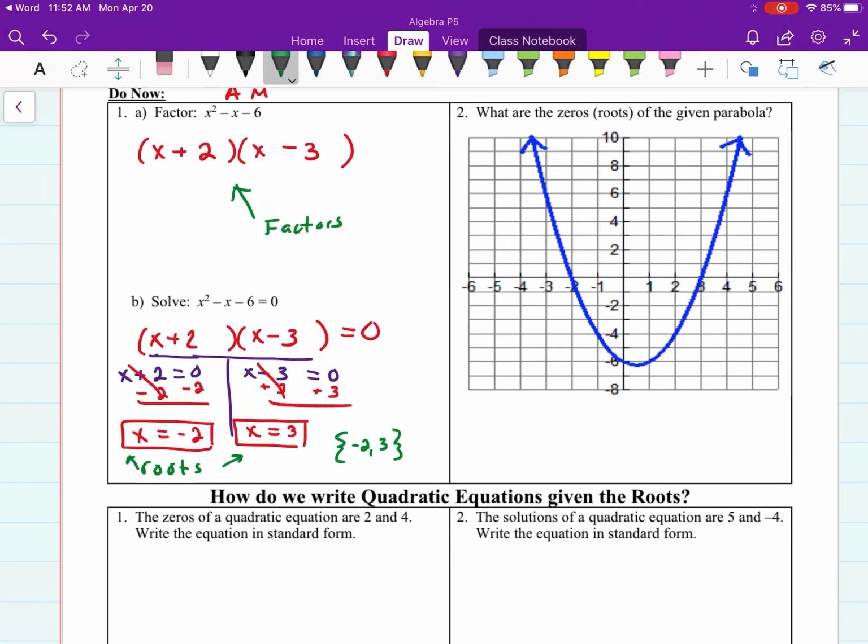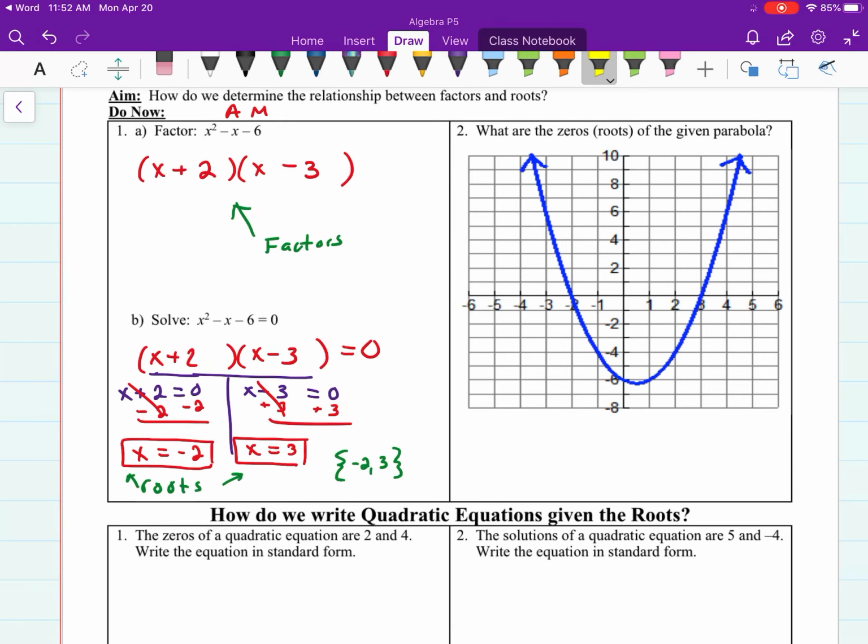If you look at number 2 here, this is a graph of the same equation. The graph that I have here in blue on question number 2 is the graph of this equation. You'll notice the question says, what are the roots or what are the zeros? Both of those words mean the same thing. You look at where it crosses the x-axis, and one of them is at -2, and the other one is at +3. So the roots are at -2 and 3. So that's what the graph looks like.